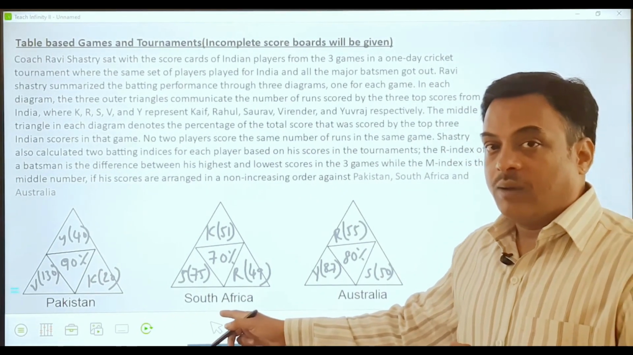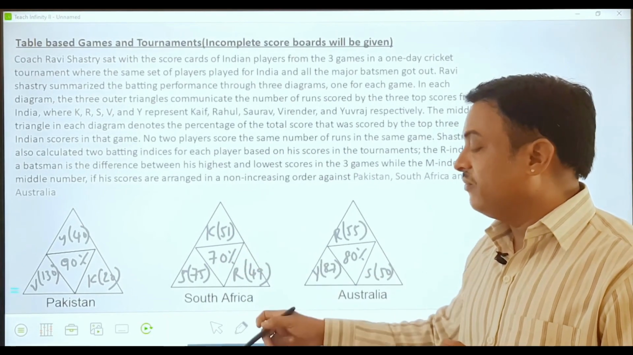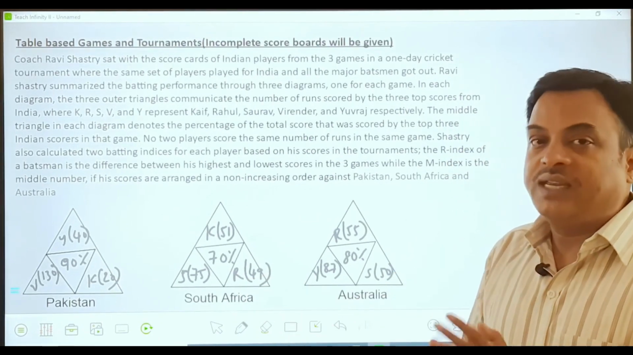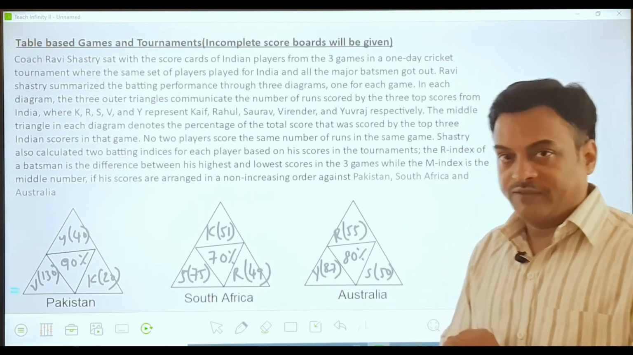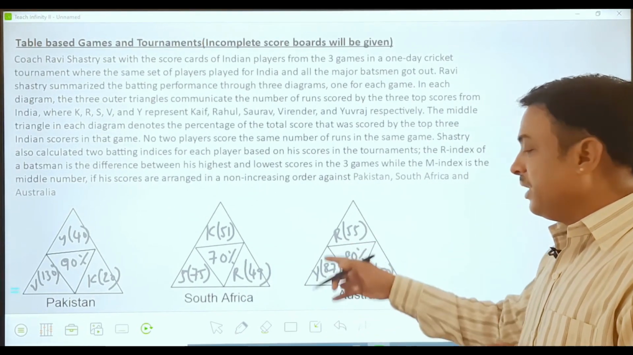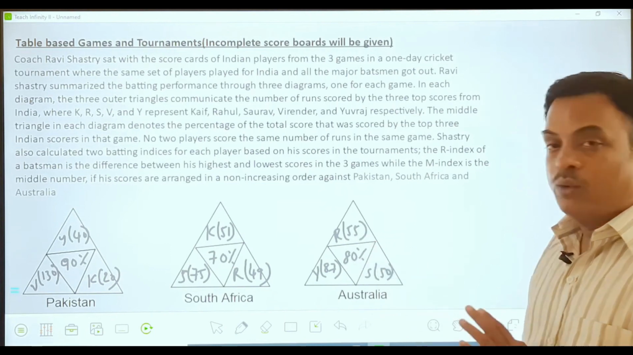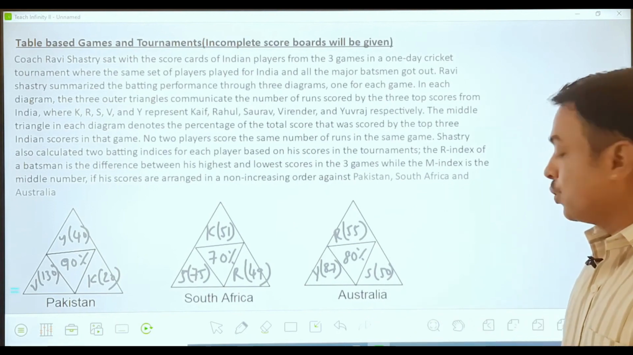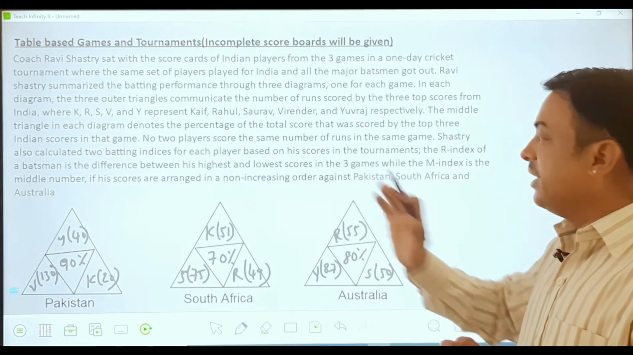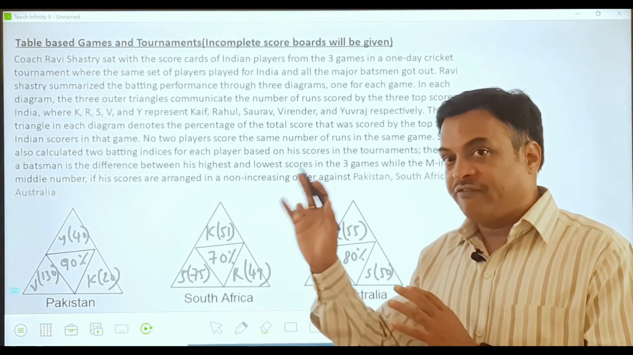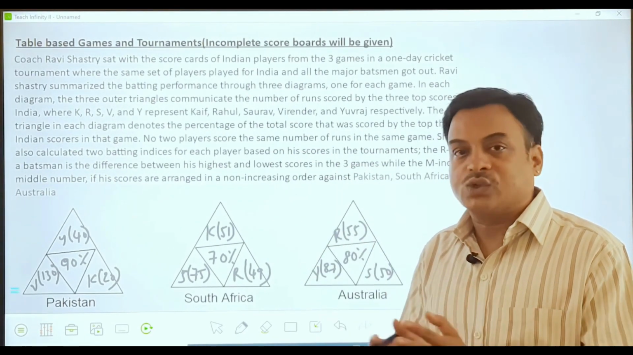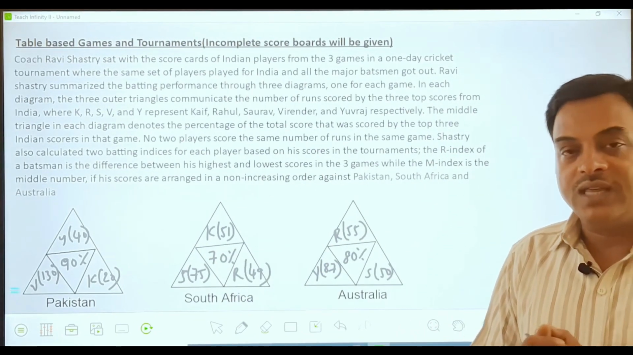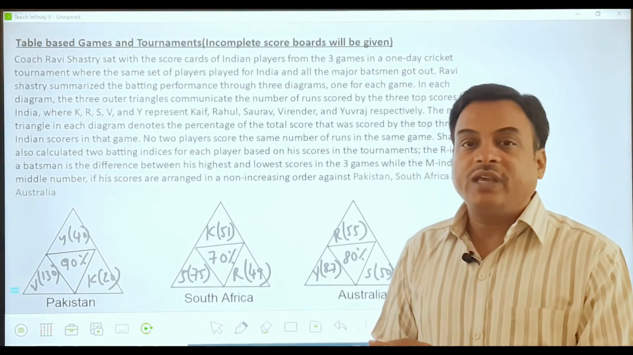Next match against South Africa, Kaif has made 51, Saurav has made 75, Rahul has made 49 and their 3 total will be 70% of the total. Next is 80%, the total the top 3 batsmen have made against Australia, where Rahul has scored 55, Yuvraj has scored 87 and Saurav has scored 50. So this is the table given to us. There are 5 players, and these are the top 3 players of the matches, based on which certain tables can be made.